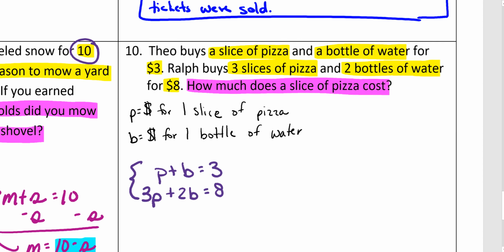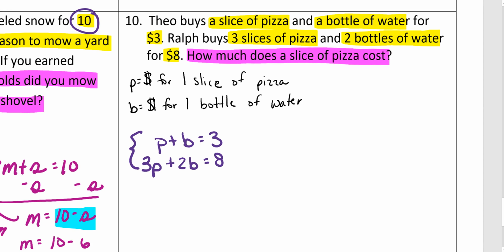So the system should look something similar to this. You could have used X and Y. I used P and B. So P plus B equals 3 because one slice of pizza and one bottle of water cost $3. 3 slices of pizza and 2 bottles of water cost $8. So if you did not get this system, see if you can figure out what you've done wrong, and then go ahead and solve it from here. And again, pause the video.